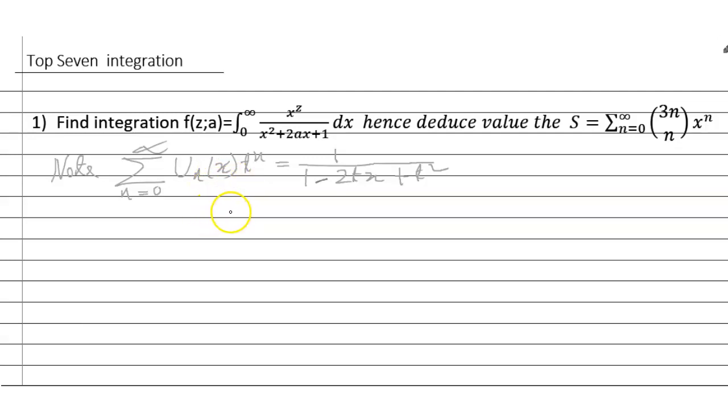Now you see that 1 by x square plus 2ax plus 1 can be written in this way: summation n equals 0 to infinity U n(a) x to the power n minus x to the power n. Okay, I hope I made it clear. It can be written this way.